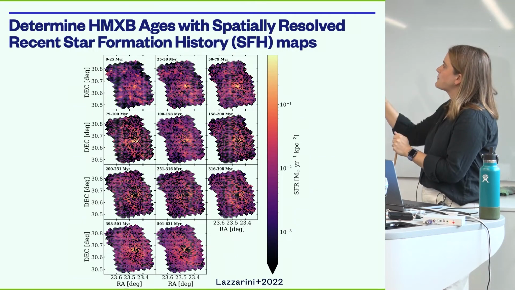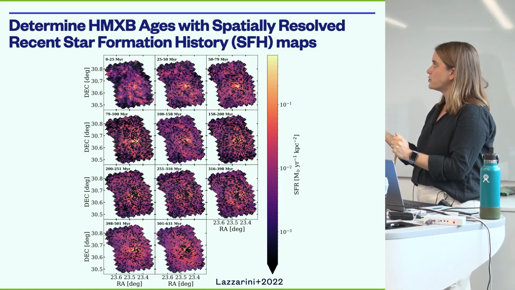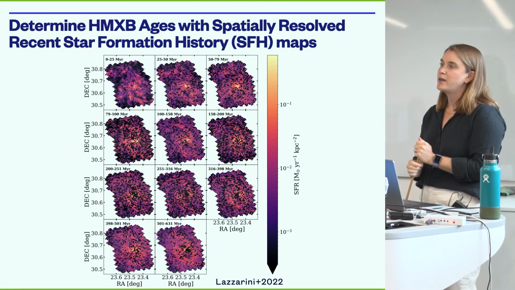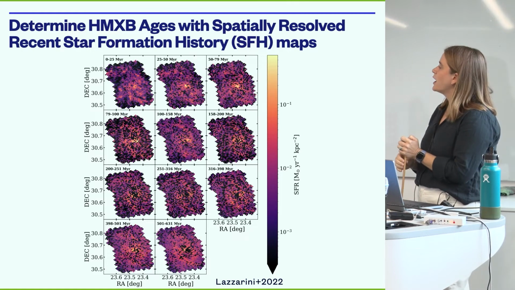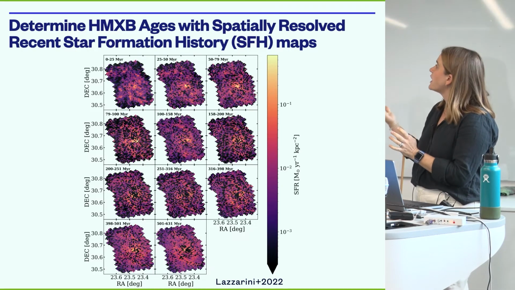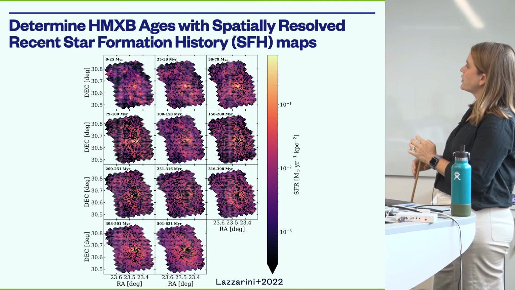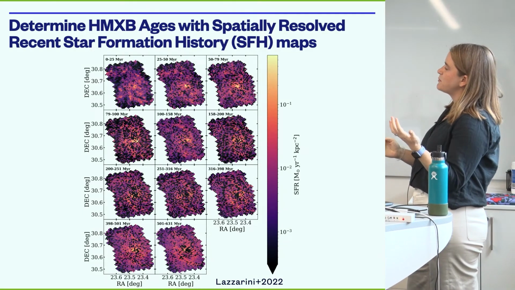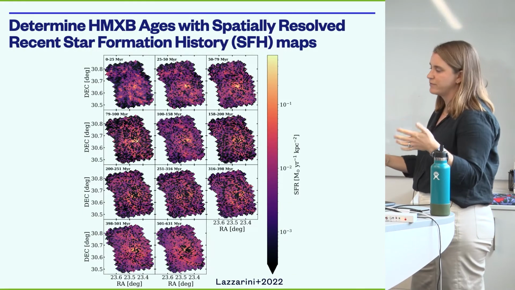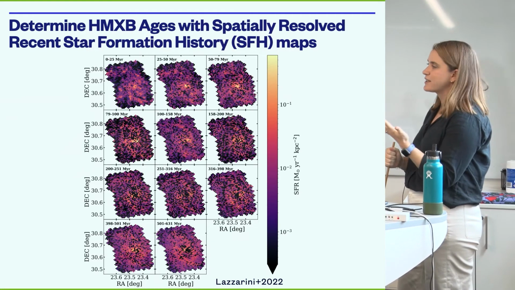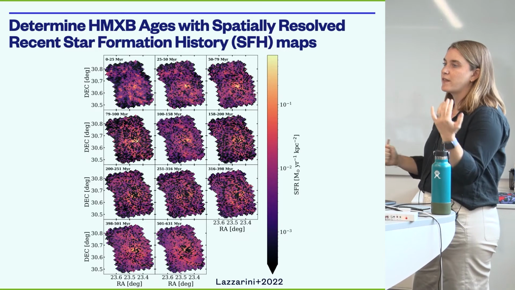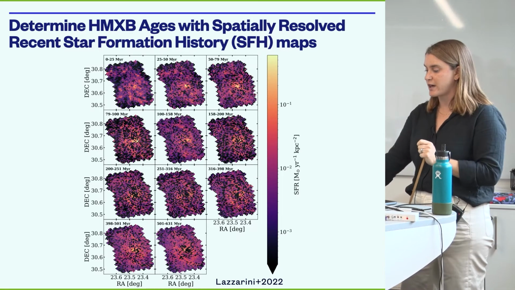And for these maps, this actually isn't showing the full resolution of our star formation histories because we have 0.1 log bins for the time, but just for the purpose of display to show what they look like. So the way that we use these to infer HMXB ages is, let's say we have a high mass X-ray binary. We identify the pixel in this galaxy that it lives in, and we can look at that region's star formation rate over time.